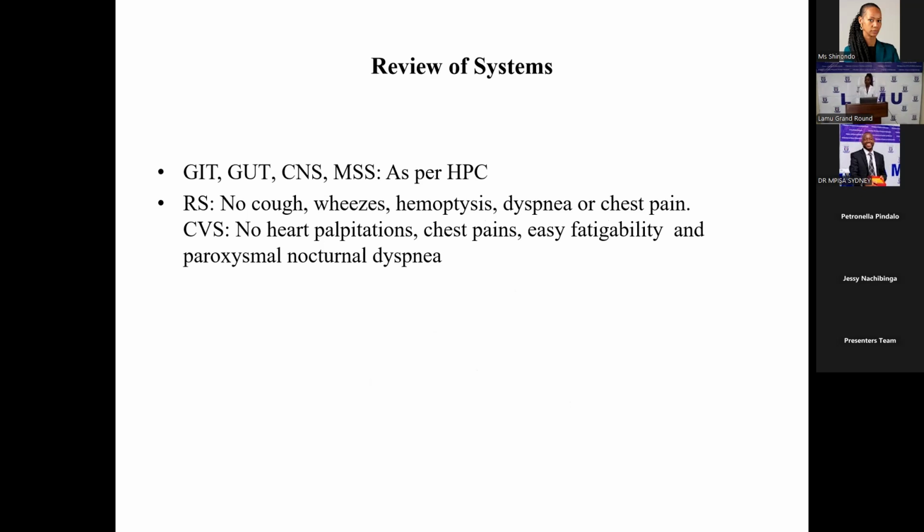On review of systems, GIT, central nervous system, and musculoskeletal system as reviewed in the history of presenting illness. Respiratory system, there was no cough, no wheezing, no hemoptysis, dyspnea, or chest pain. CVS, no chest pains, no easy fatigability, and no paroxysmal nocturnal dyspnea.